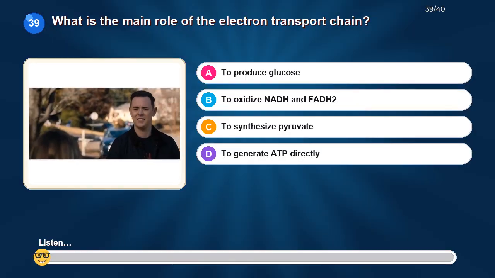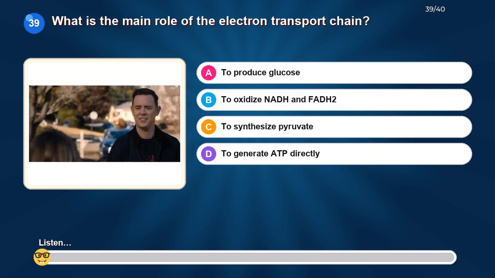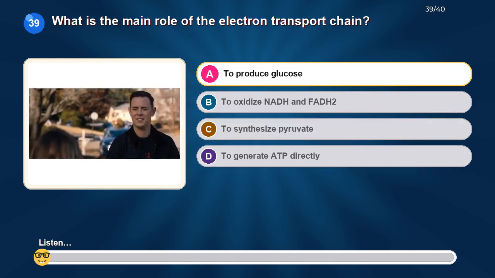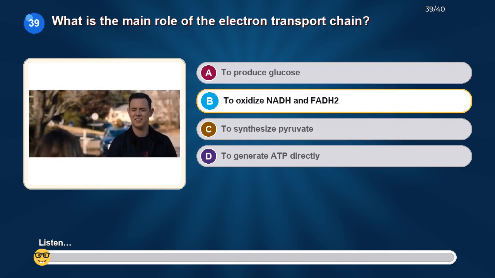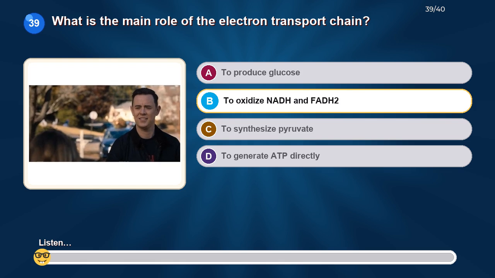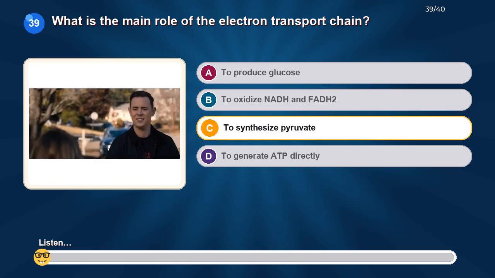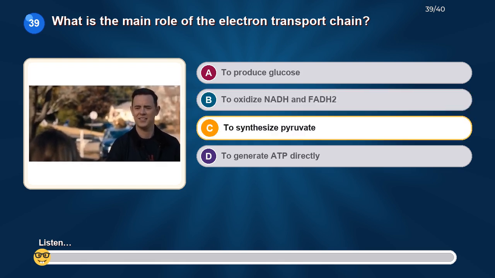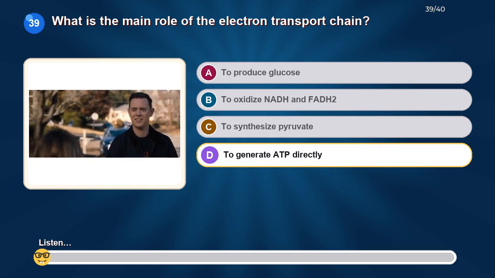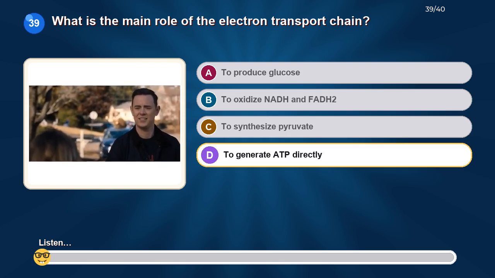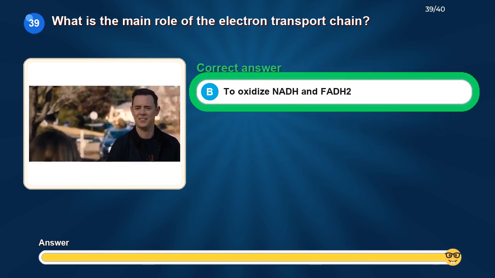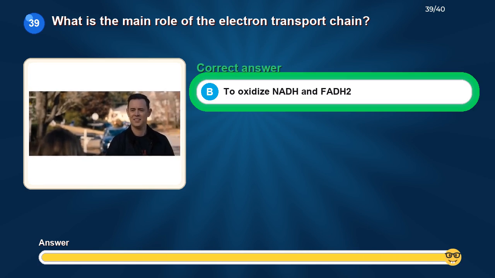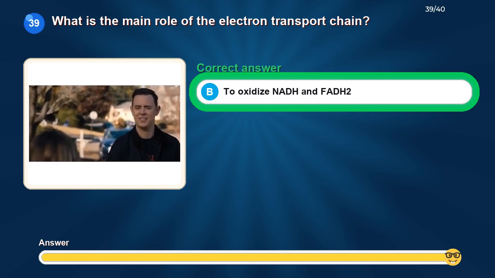What is the main role of the electron transport chain? Option A, to produce glucose. Option B, to oxidize NAD and FADH2. Option C, to synthesize pyruvate. Option D, to generate ATP directly. The correct answer is to oxidize NAD and FADH2.